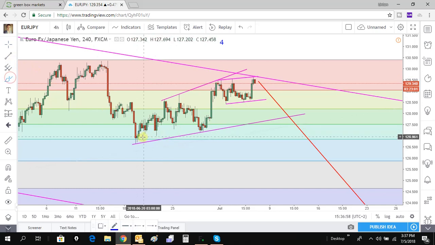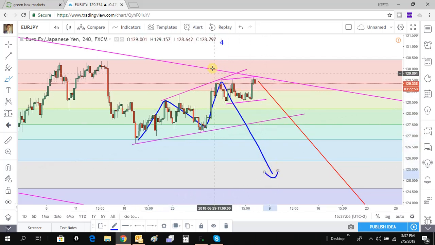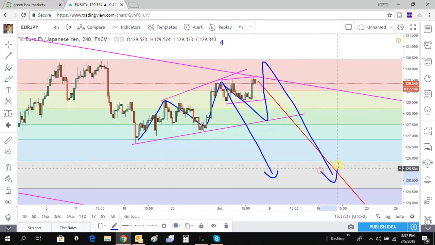So what we're seeing over here is we're seeing 1, 2, 3 waves, and we're either going to see a break now to the downside of this formation, or alternatively we will see the completion of more waves before we get the break to the downside. That's based on a bearish setup.